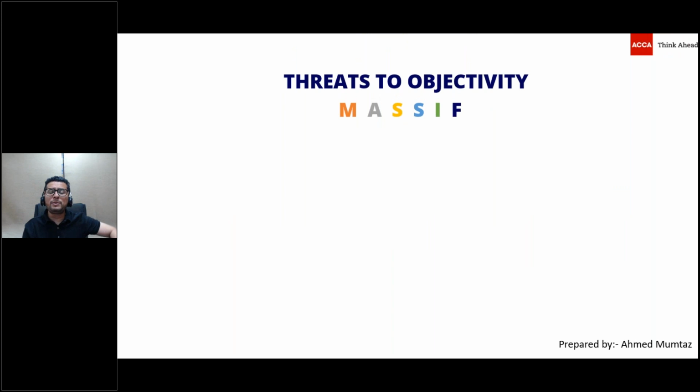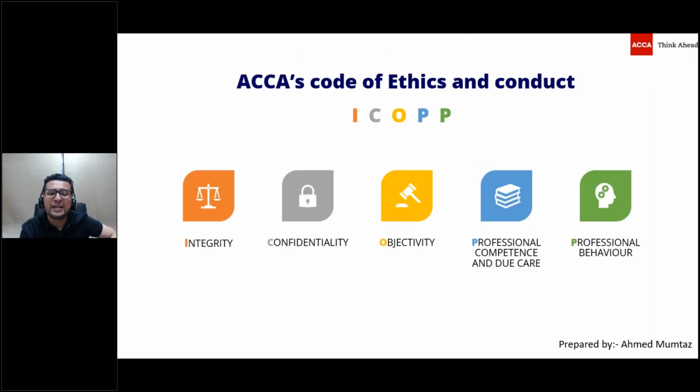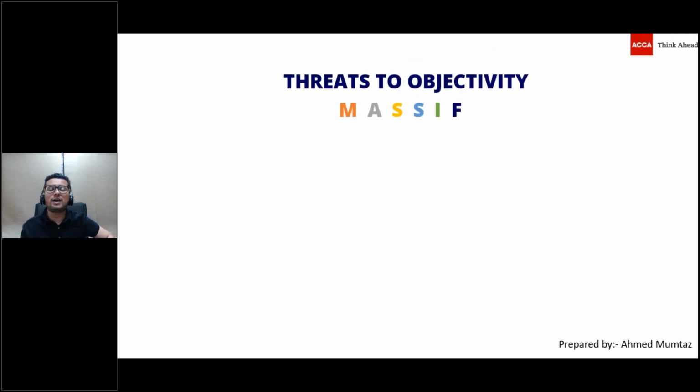Now, is there any problem with respect to those fundamental principles? Yes, those fundamental principles, I, COP, square, are at stake. Why are they at stake? Because there are threats to your fundamental principles, threats to your objectivity. We also call it threats to independence. So there are threats.